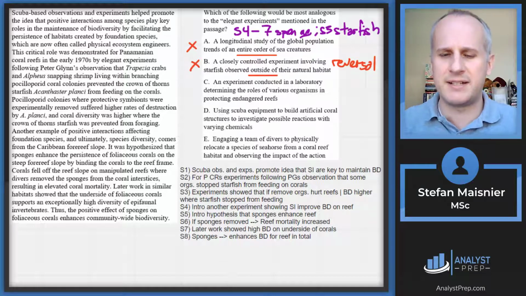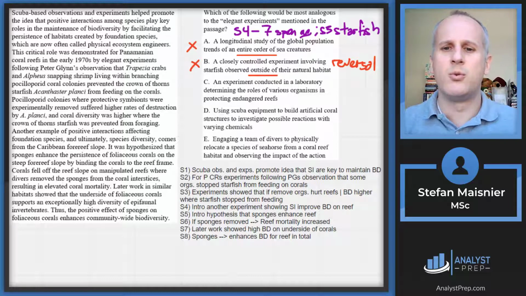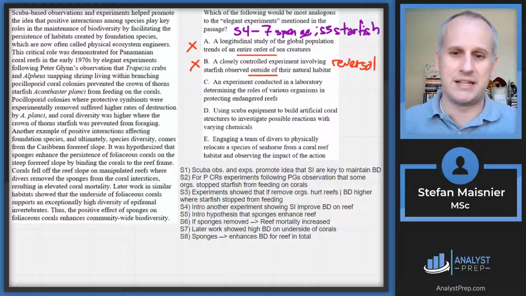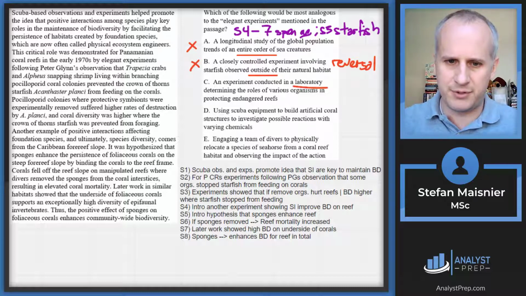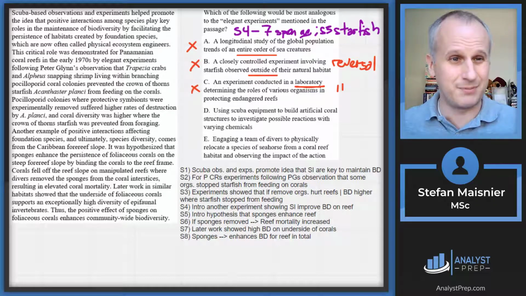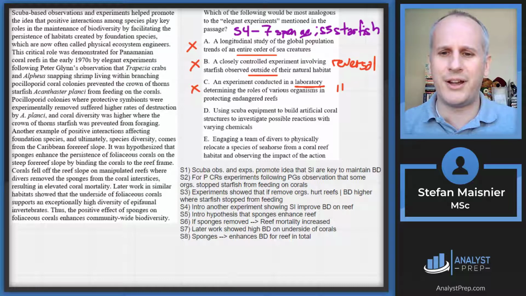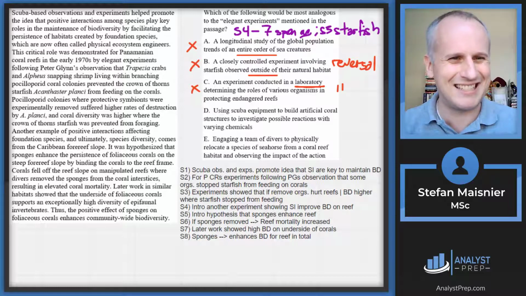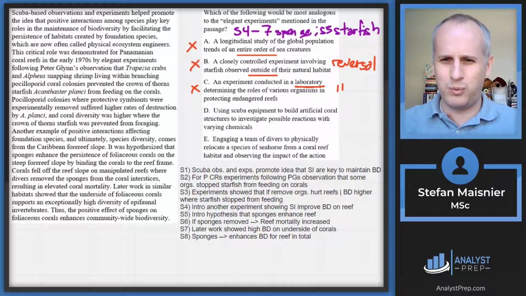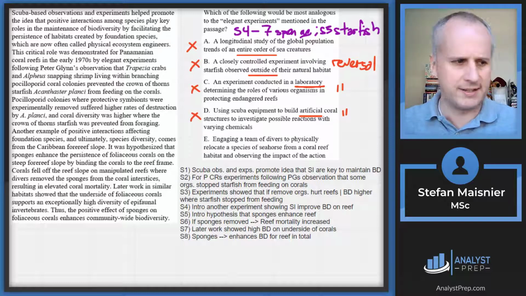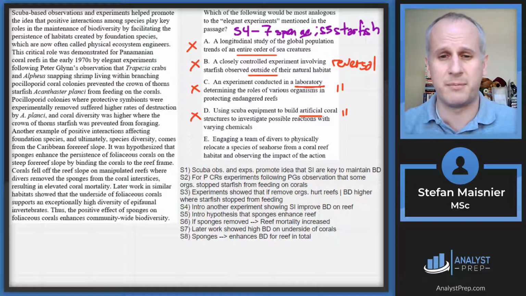An experiment conducted in a laboratory determining the roles of various organisms in protecting endangered reefs. Well, again, we're not supposed to be in a laboratory, so that's out as another reversal because it's supposed to be an elegant experiment in the field. Using scuba equipment to build artificial coral structures to investigate possible reactions with varying chemicals. This seems closer, but we were talking about real coral structures. So everything was supposed to be like real life, so that is also in context going to be a reversal of what we've talked about from the passage.